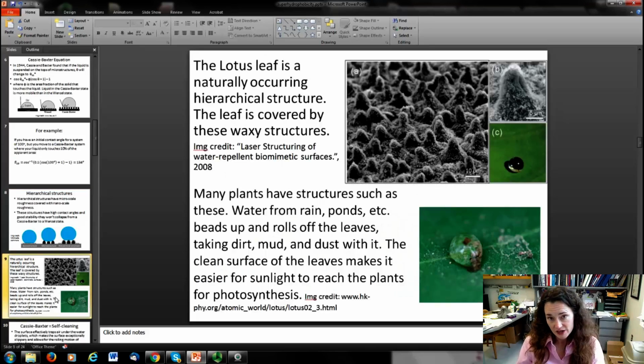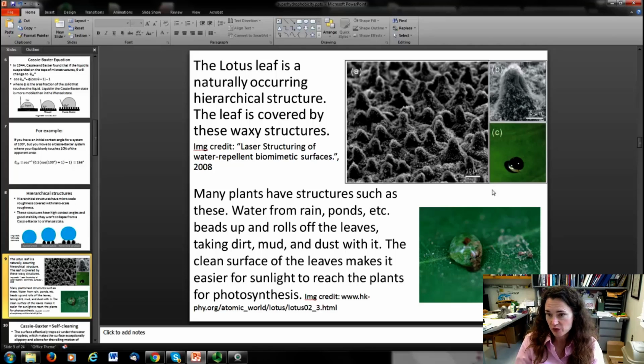Now, the lotus leaf is actually a naturally occurring hierarchical structure. Remember that in a lotus leaf, you have your leaf covered by waxy structures. And a few years ago, some people took some scanning electron microscope images of these leaves, and you can see what they saw right here. There's these little bumps, and then on top of the little bumps are what look like little tiny waxy hairs. Okay, so that's our hierarchical structure.